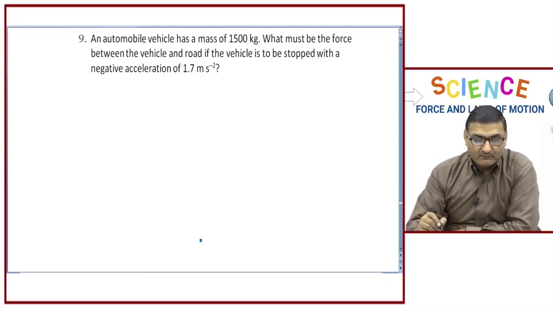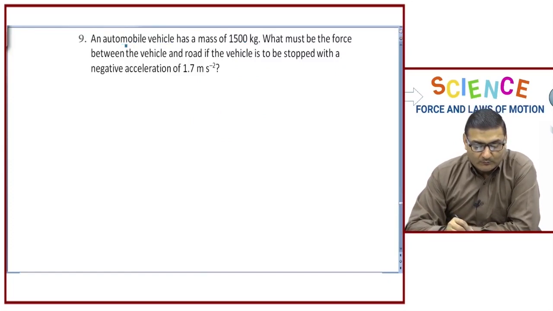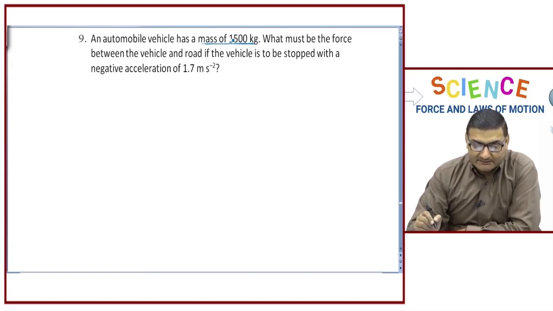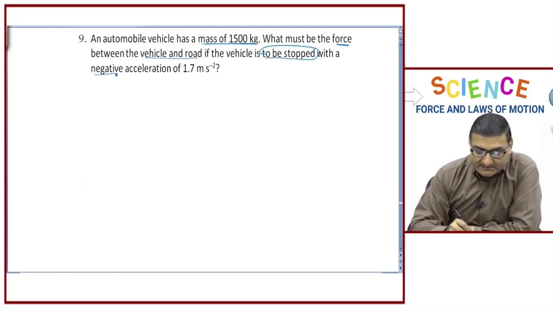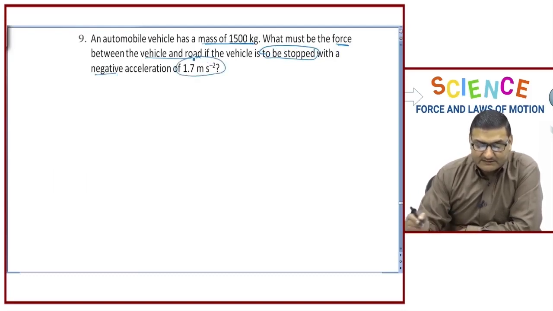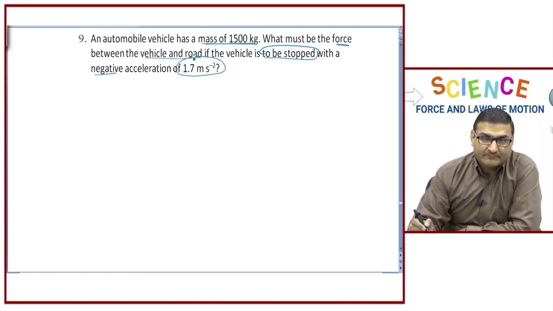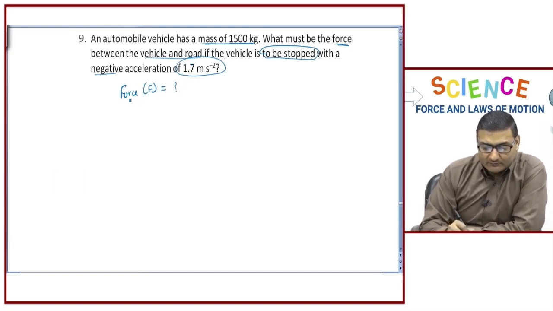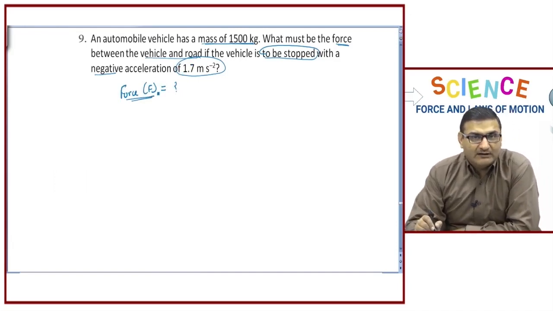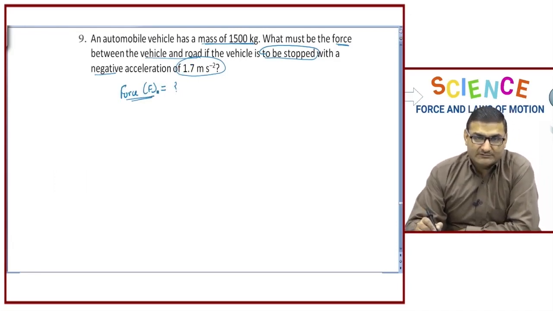Now in this question, what the examiner is asking is, an automobile vehicle has a mass of 1500 kilograms. So the mass is given to us. What must be the force between the vehicle and the road if the vehicle is to be stopped with a negative acceleration of 1.7 meter per second square? We need to find out the force between the road and the vehicle, and of course when we are saying the force between road and vehicle, the two surfaces, it's frictional force, right?